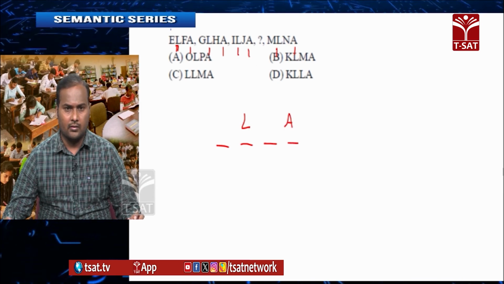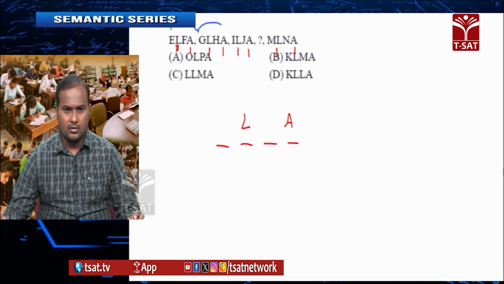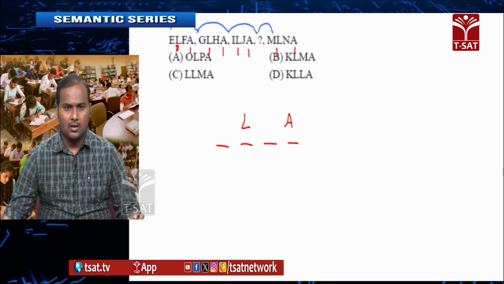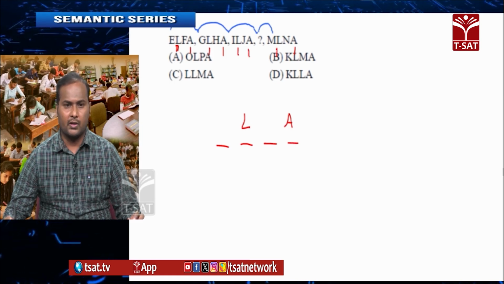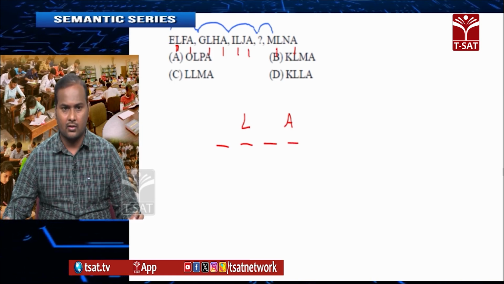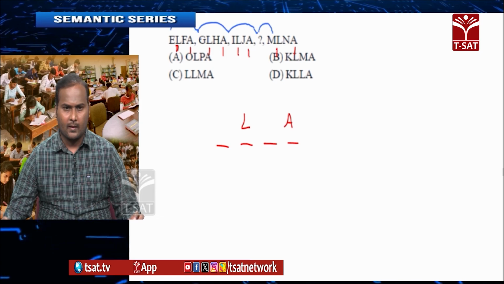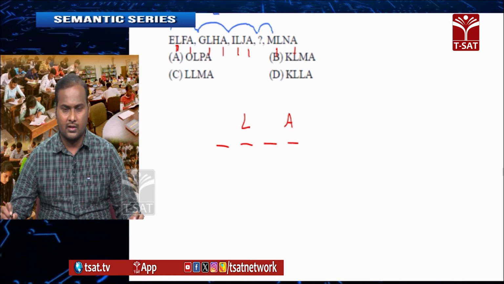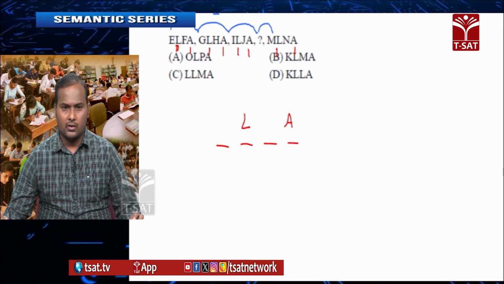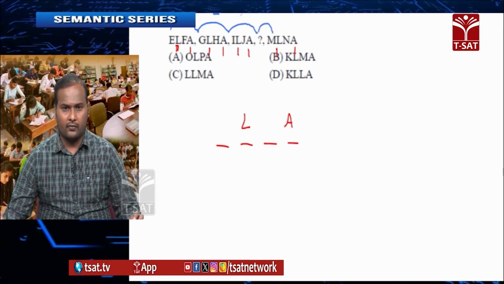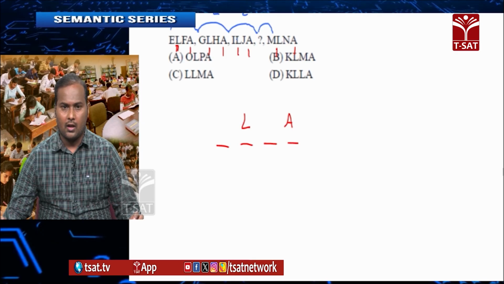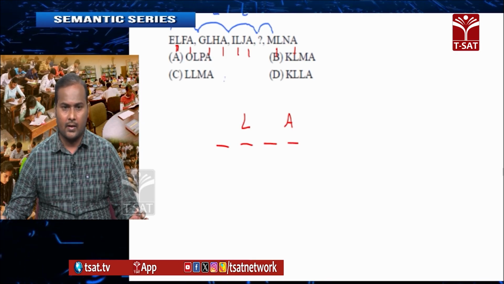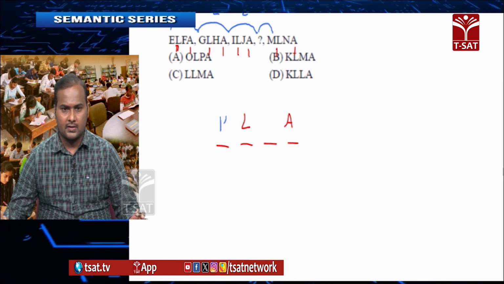If you see here E, E to G, G to I, next one, and M, right? So E to G, E is 5, G is 7, so increasing by 2. Next one is G to I. G is 7, I is 9, here also increasing by 2. Obviously here also it will increase by 2. I is 9, 9 plus 2 is 11, 11 is K. So obviously you will get the answer here, K.